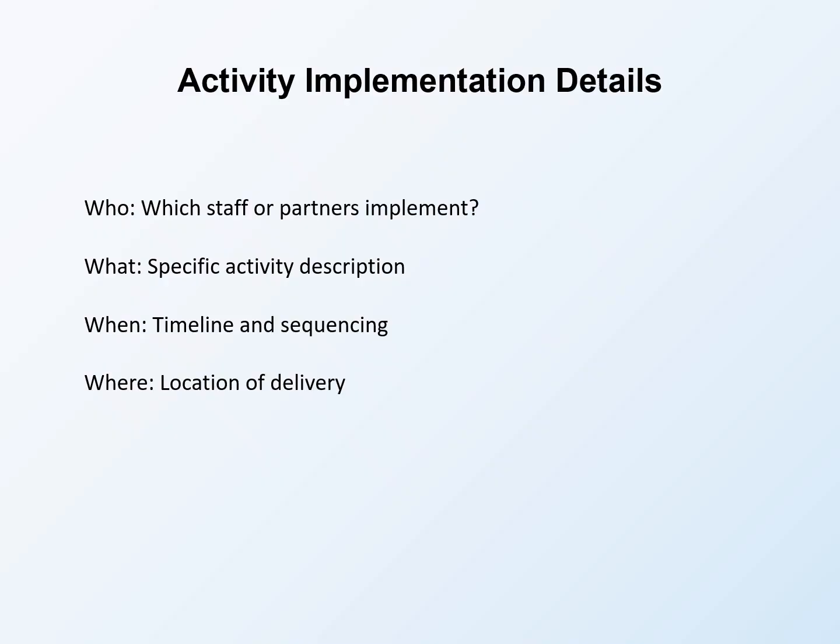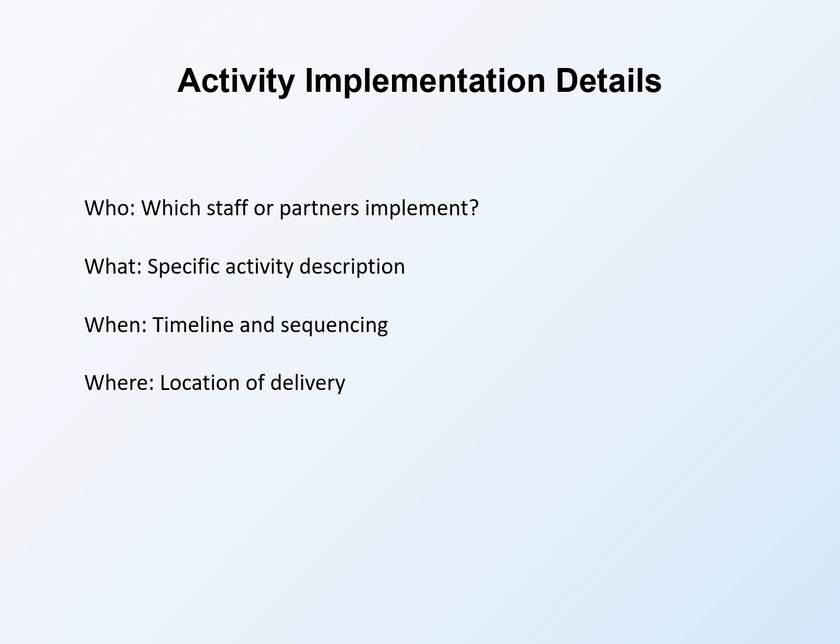Implementation details flesh out how activities will actually happen in practice and help reviewers assess feasibility. Who specifies which staff or partners implement each activity with clear role assignments? Named roles should connect to specific activities they will deliver. The case manager will conduct intake assessments with new participants. The trainer will deliver educational workshops on life skills. Partner staff will provide referrals from their client base.